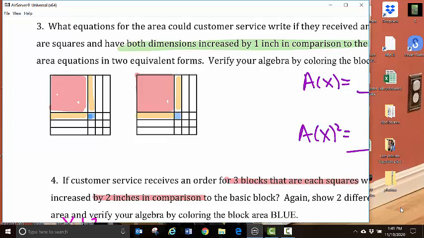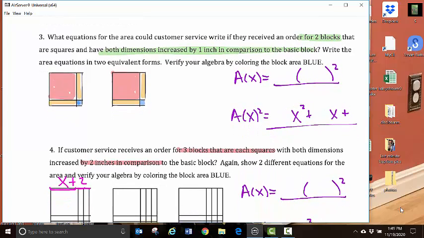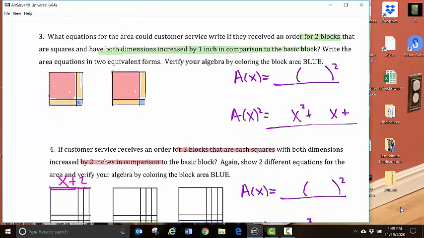So again, these boxes are just to help you not have to draw the pictures. And if you wanted, you could even erase those, although you can't do it on your paper, because that's actually what the picture looks like, right? Both dimensions increased by 1 inch in comparison to the base block. So now I want to rewrite this. Well, for one block, that is x plus 1, that's the length, times the width of x plus 1. So that's x plus 1 squared.